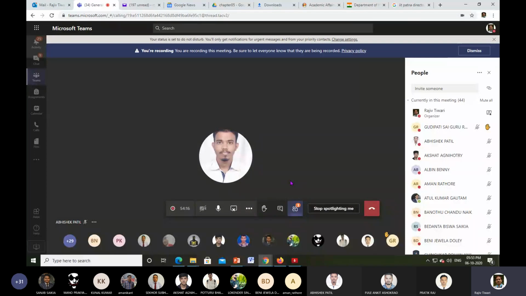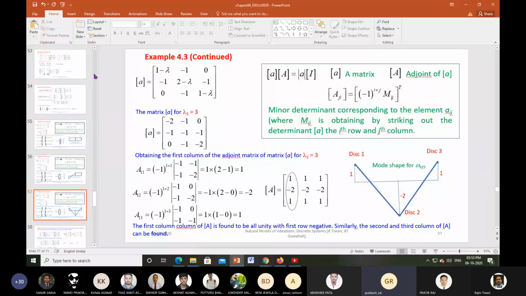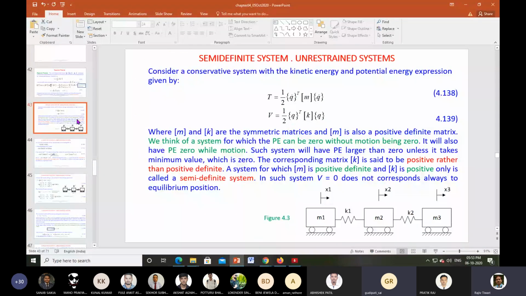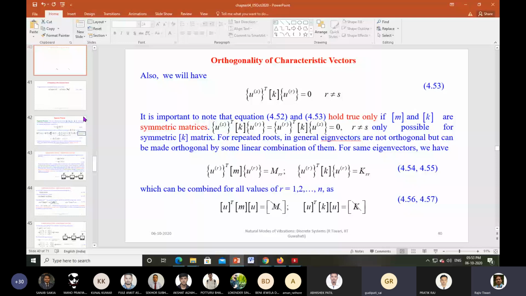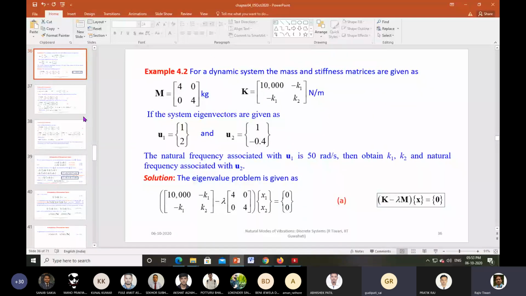Today in the starting I explained one example, 4.2. In that, for the same lambda value, we are getting two mode shapes.